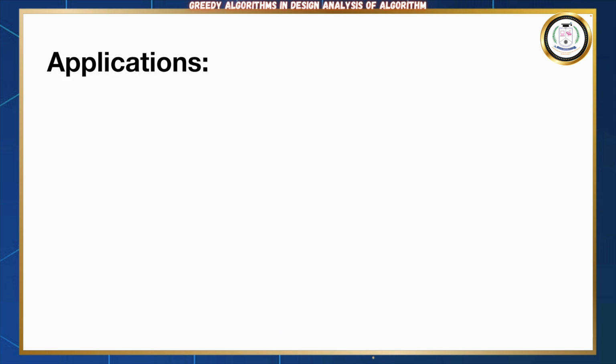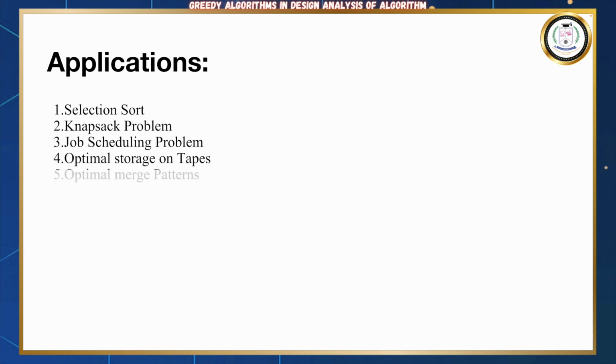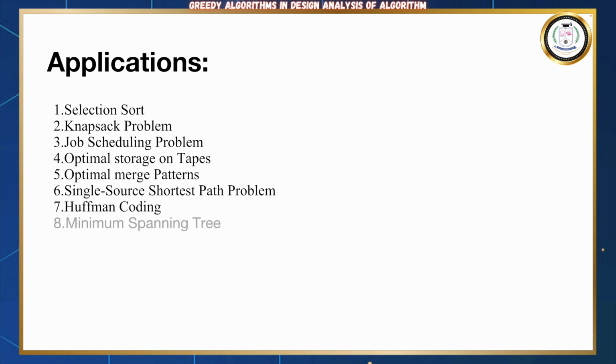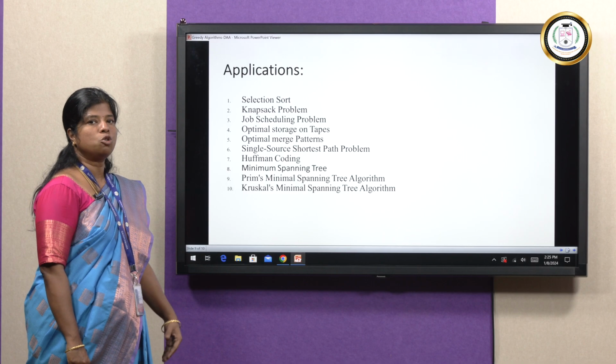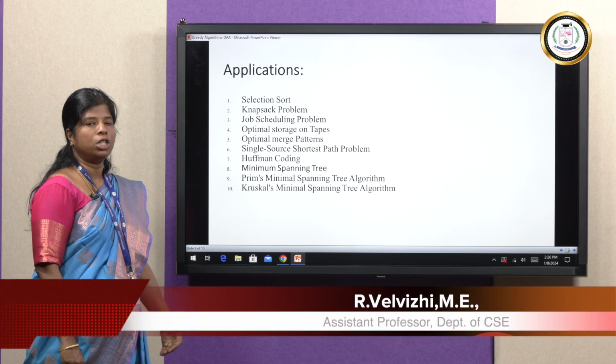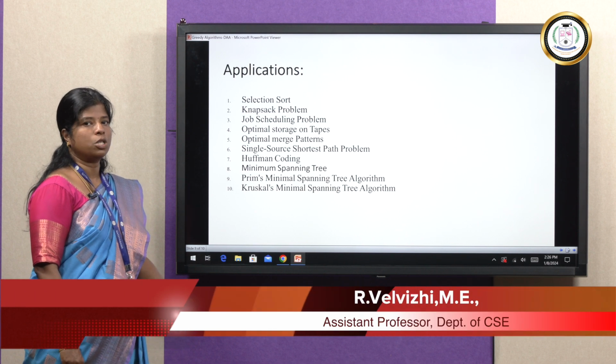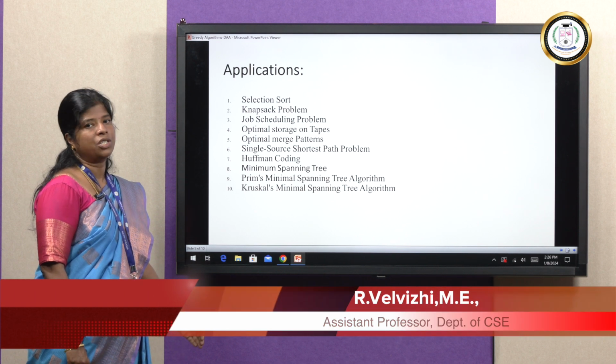Now, we will see the applications of the greedy algorithm: selection sort algorithm, knapsack algorithm, job scheduling problem, optimal storage on tapes, optimal merge patterns, single source shortest path problem, Huffman coding, minimum spanning tree, Prim's minimum spanning tree algorithm, Kruskal's minimum spanning tree algorithm. These are the applications where the greedy algorithm is used to achieve the optimal solution. These are the optimization problems.